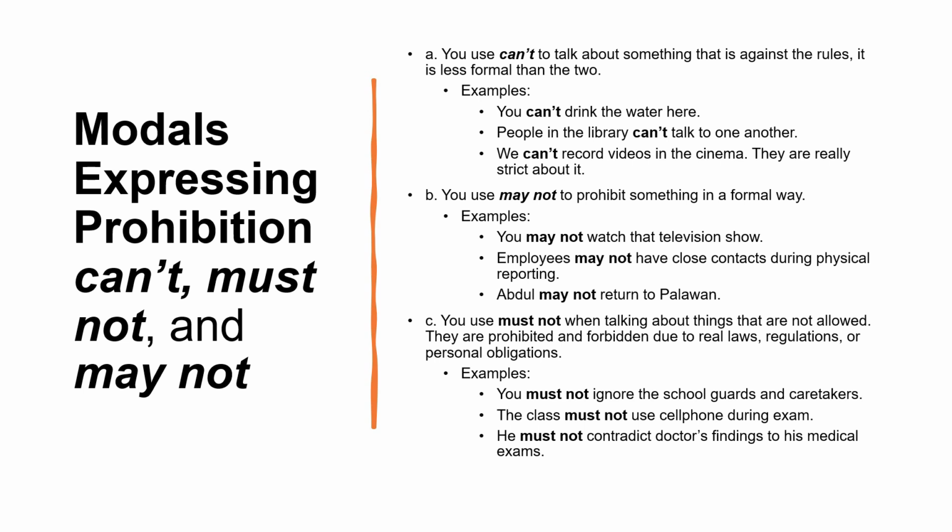We use "can't" to talk about something that is against the rules. It is less formal than the others. For example, you can't drink the water here. People in the library can't talk to one another. We cannot record videos in the cinema. They are really strict about it. So we have that. As we see, it is a direct prohibition, so to speak.